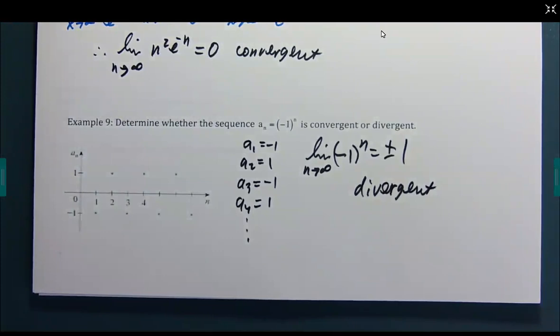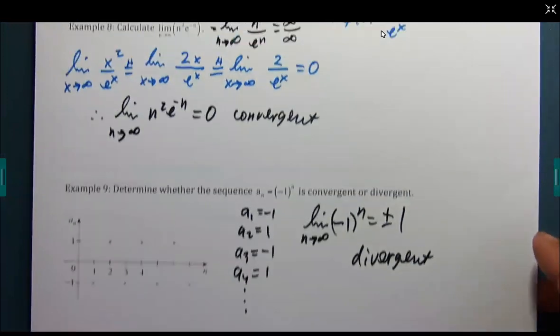Because the limit is going to two different values. All right, we're getting there. A few more to go.